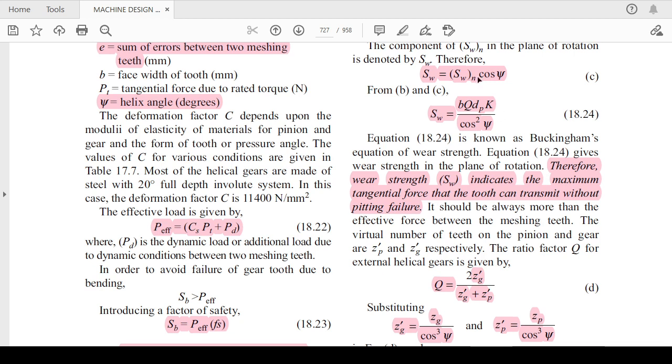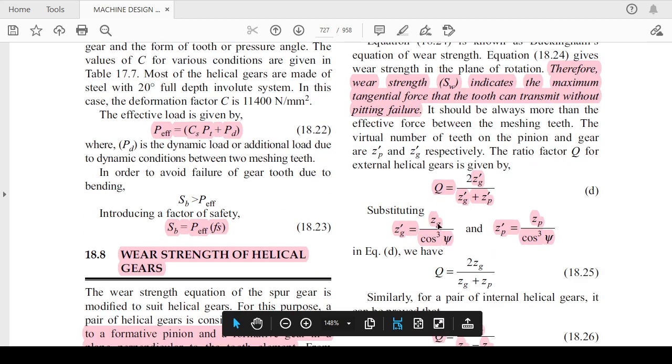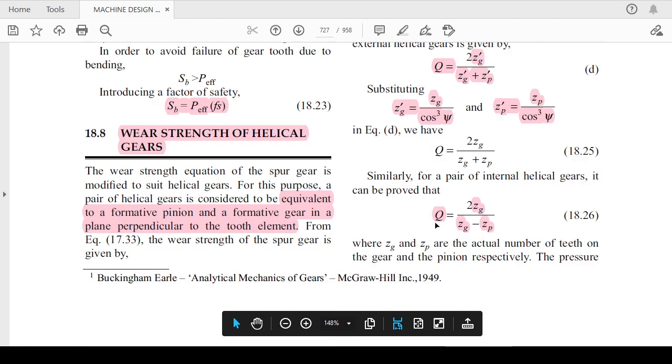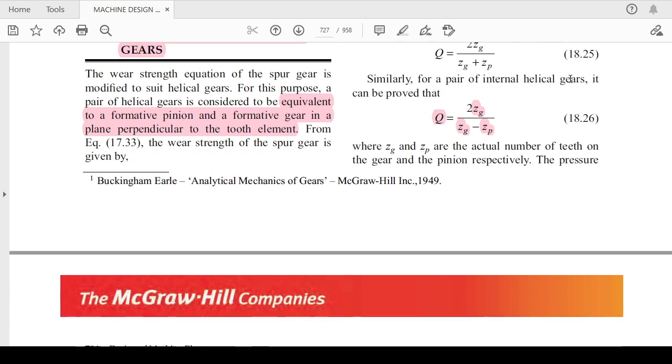And how you can calculate the value of Q: Q is 2 Z_G' divided by Z_G' plus Z_P', where Z' means the virtual number of teeth, which you can calculate with the help of this formula. This can also be rewritten similarly to the spur gear, meaning Q is the same for both spur and helical gear. Now if you calculate the value of Q for an internal helical gear, then there will be a negative or difference sign at the bottom. So Q is equal to 2 Z_G divided by Z_G minus Z_P.